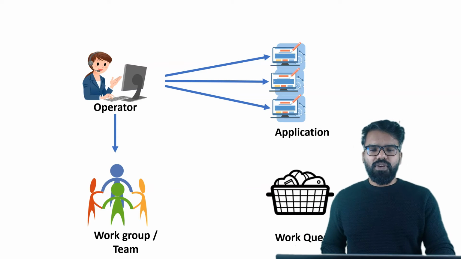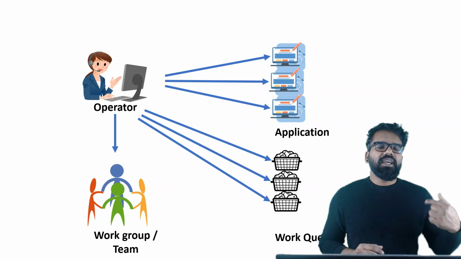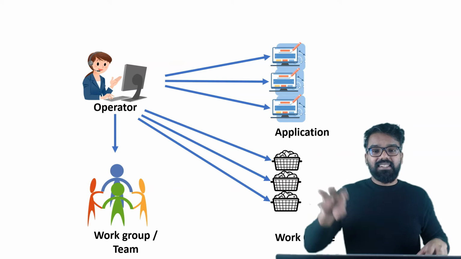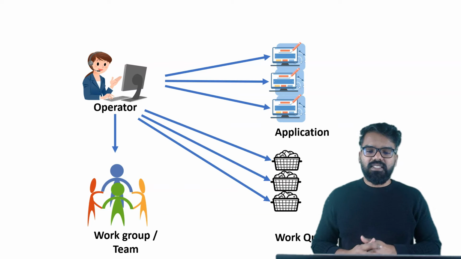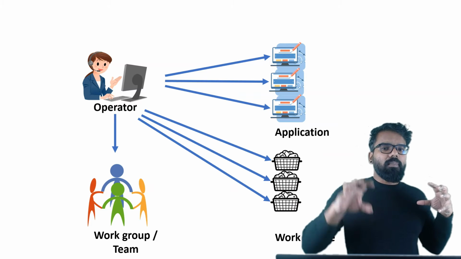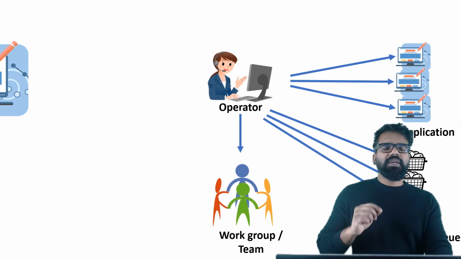Then what about the work queues? Work queues, similar to application, we can have multiple work queues. If I am the operator, I can have works assigned to multiple work baskets. I can pick from different places. So this is how the relation is, if you look from the point of operator: applications, work group and then work queues. Now let me reverse it.